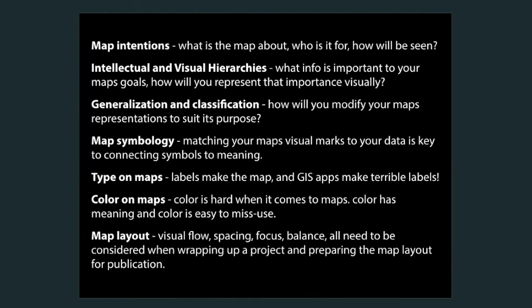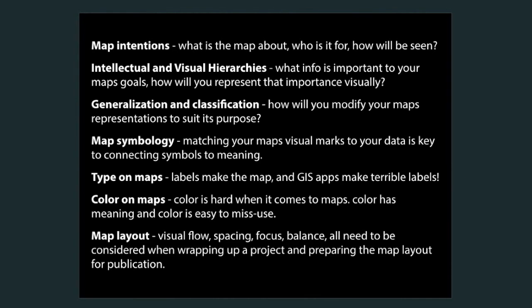The next is intellectual and visual hierarchies. So what information is important to your map's goals, to the map's intentions, and how will you represent that importance visually? So how do you make someone see in your map what is the message and what's important and what's not important? And that's broken out into what's called the intellectual and visual hierarchies. And generalization and classification. So how are you going to modify your map's representations? How are you going to change the marks and symbols on your map to suit its purpose? And we'll talk about how you do that as well.